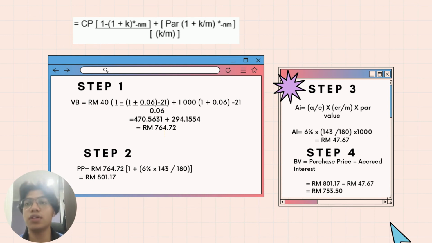After that, go to step 4. We'll find the book value, which the formula is purchase price minus accrued interest. So RM801.17 minus RM47.67, we'll get RM753.50. That's the answer for question 2B1.